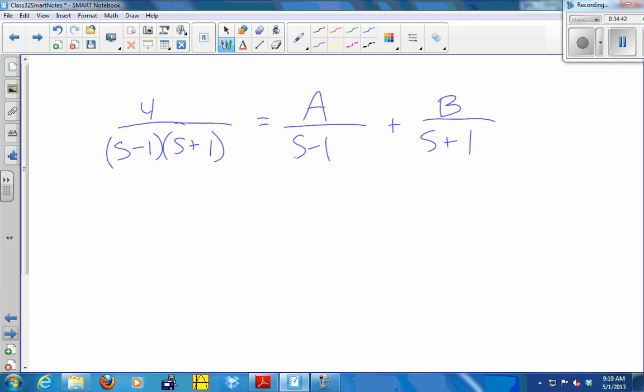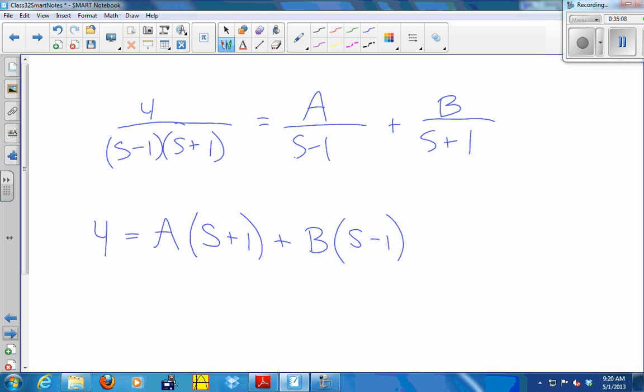Yeah, multiply both sides of the equation by a common denominator, which is s minus 1 times s plus 1. When you multiply the left side, you just get a 4 because the whole thing cancels. When you multiply the right side, your s minus 1s will cancel with the a, and so you have a times s plus 1. And with the b's, the s plus 1s cancel, and you have b times s minus 1.